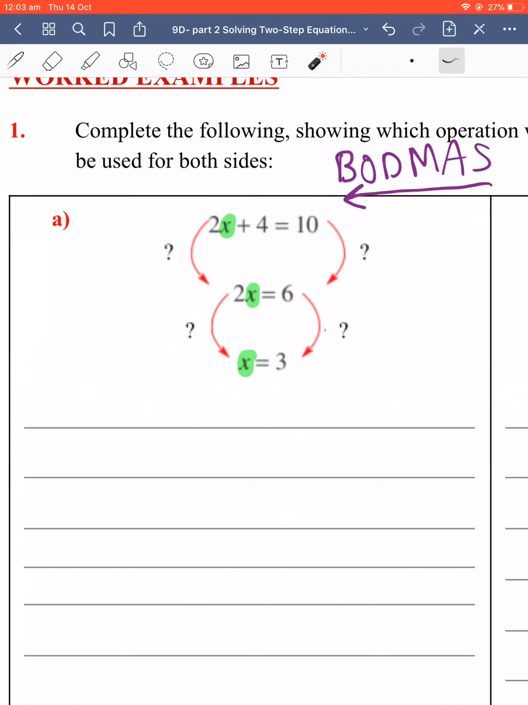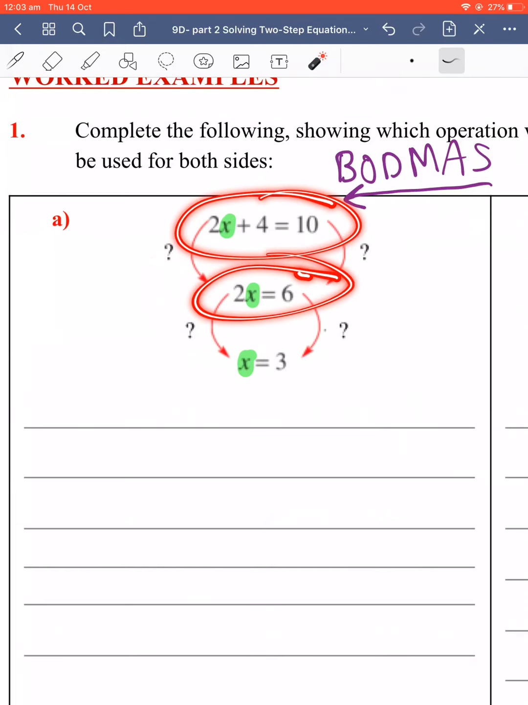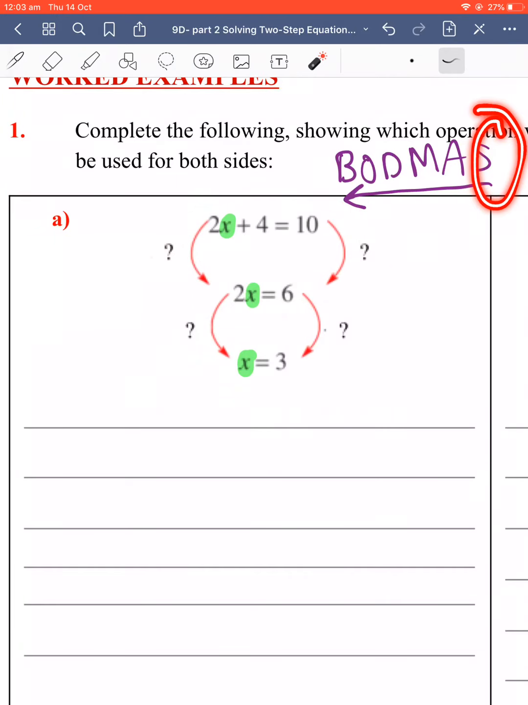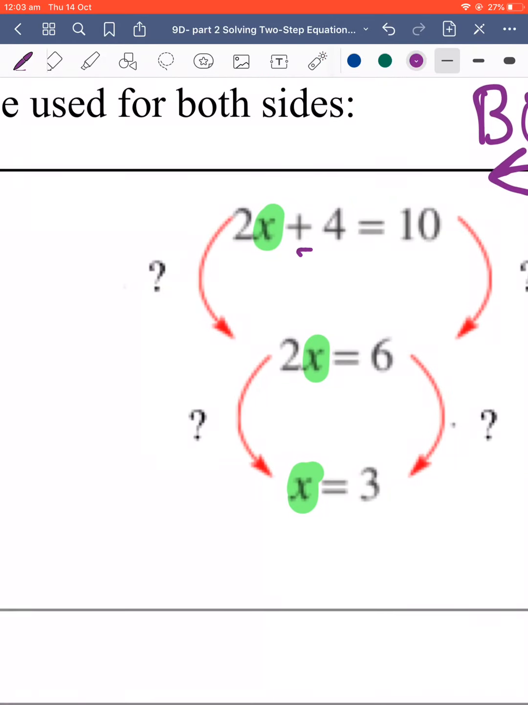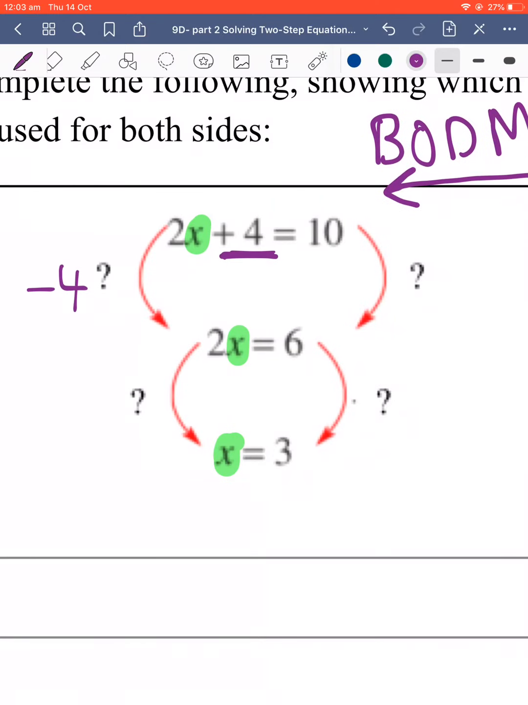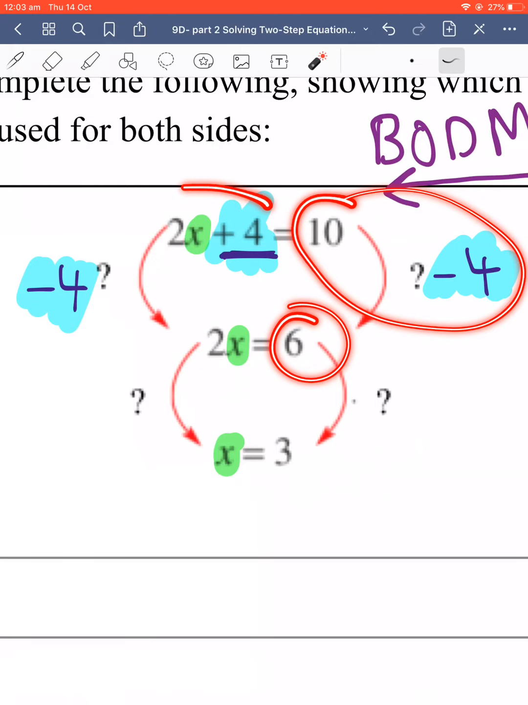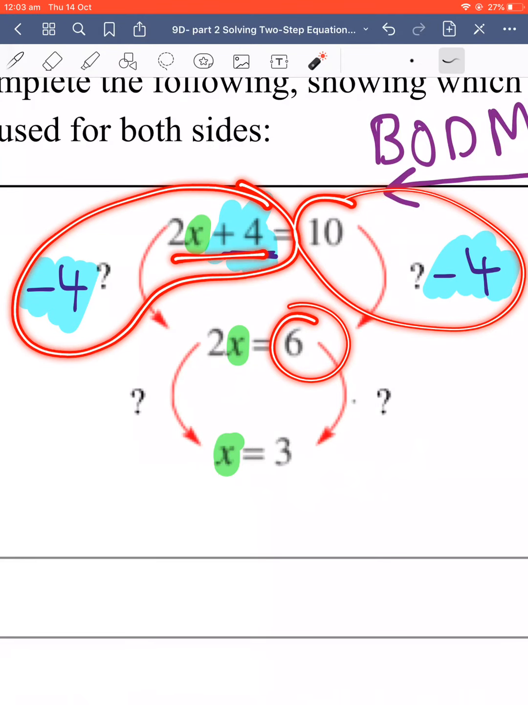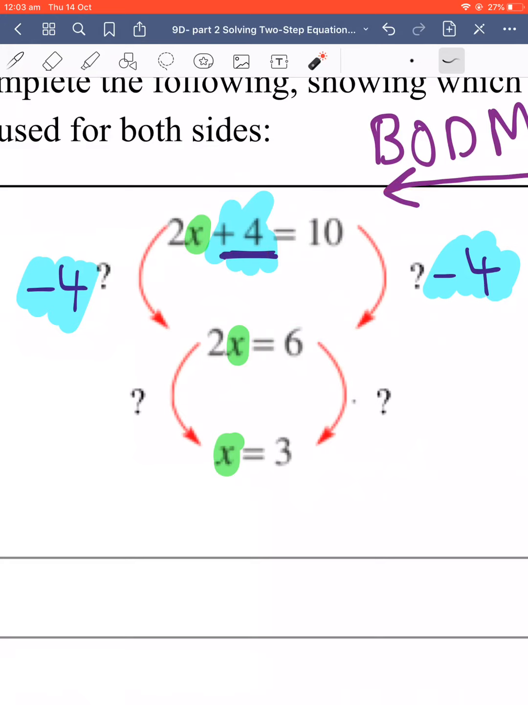First thing I can see, difference between this line and this line is I have an addition that has gone, it's been taken away. So the reverse of this particular operation is to minus 4. And remember, what I do to one side, I have to do to the other side as well. So let's just color code to make sure that we can see everything. Let's have a look. We've got 10 minus 4 does indeed equal 6, and 2x plus 4 minus 4 does indeed equal 2x.